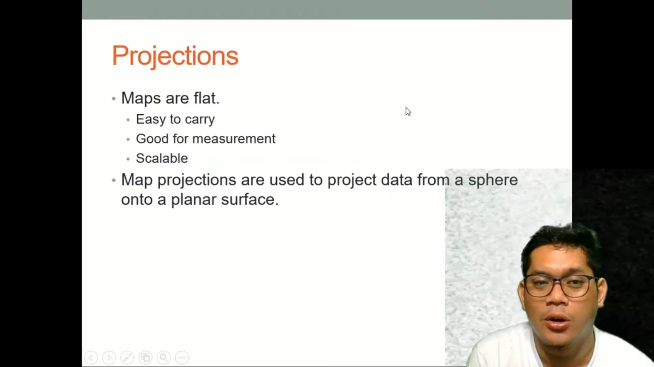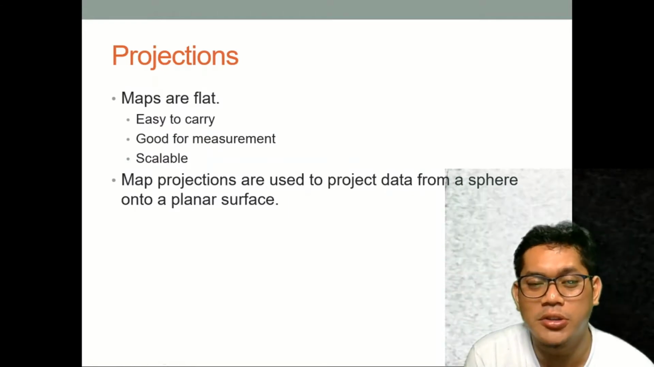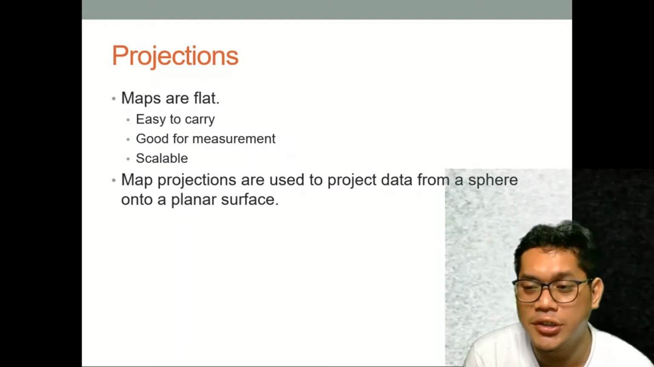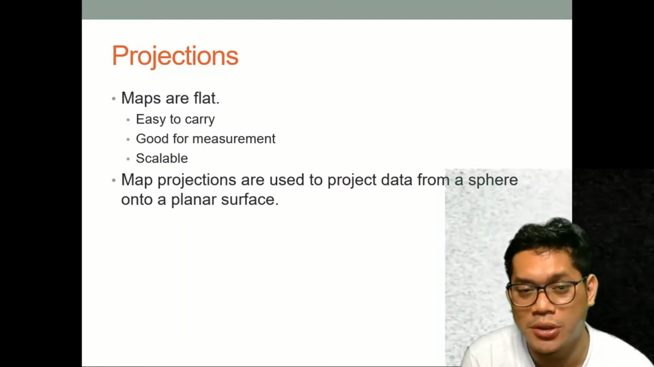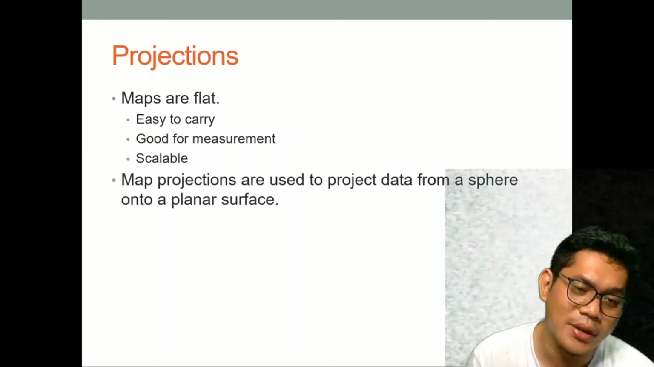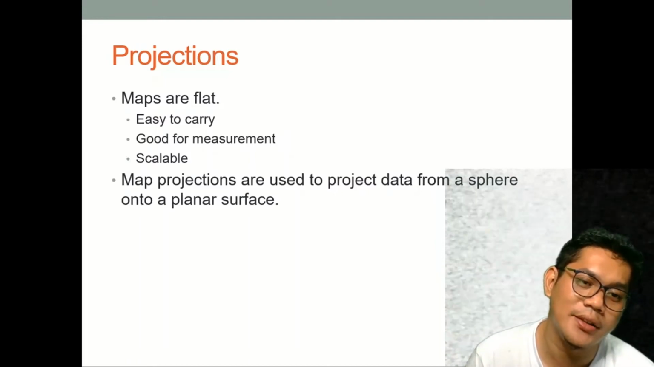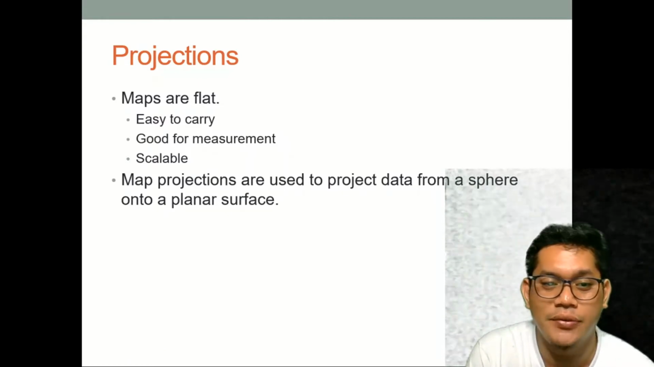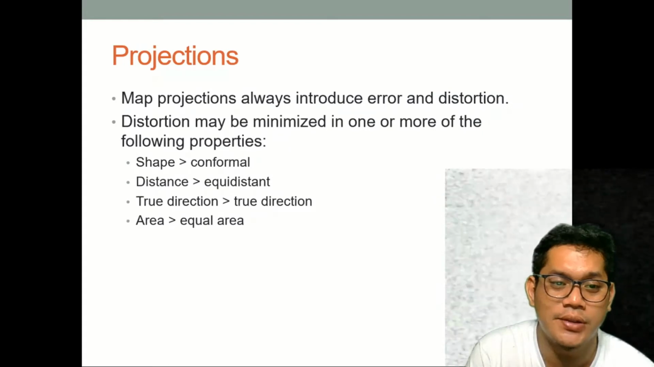So why do we do the projections? Because we want to convert our Earth locations and features into maps, where maps are flat. The idea of having maps is because they are easy to carry, good for measurement, and scalable. And map projections are used to project data from a sphere onto a planar surface.